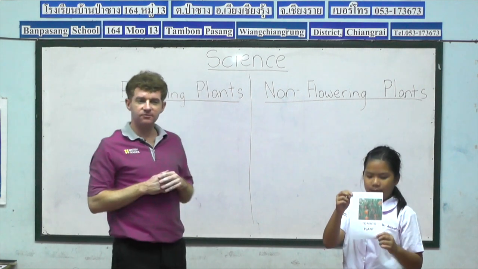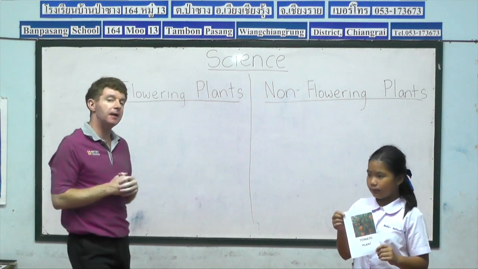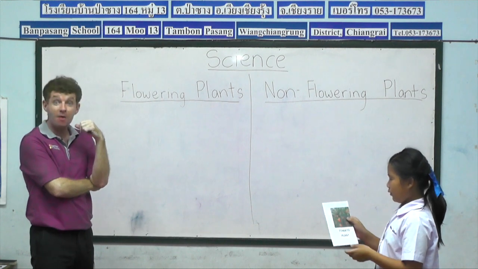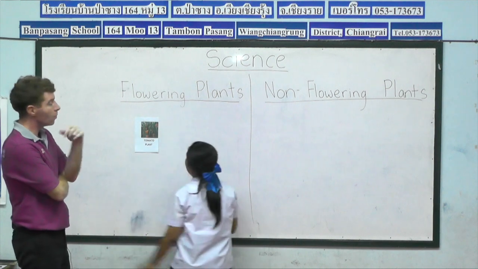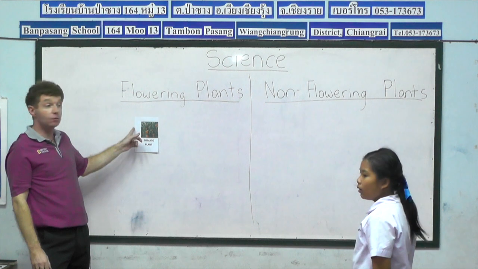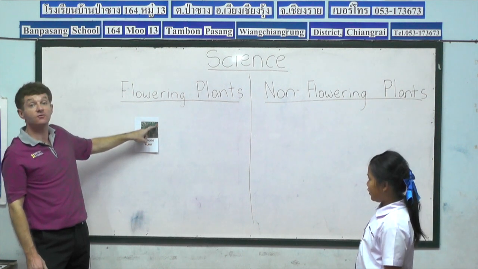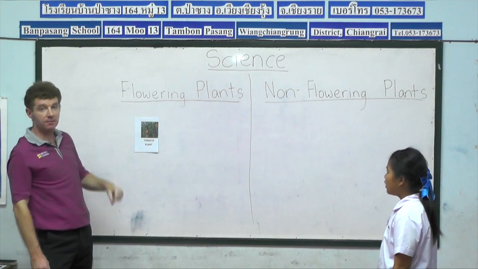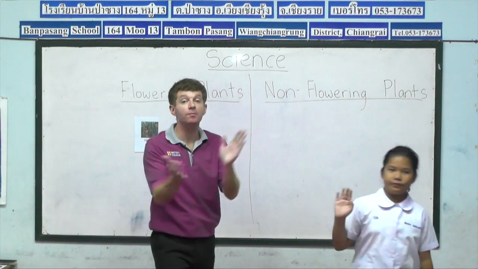What can you see, guys? Tomato. Tomato plant. So what do we think? Tomato plant, flowering or non-flowering? Flowering, yes. Excellent, Lakau. And why do we think it's flowering? Because it produces either flowers or fruits. So that's why we say tomato plant, flowering plant. Lakau, that was excellent. High five and a big round of applause for Lakau.